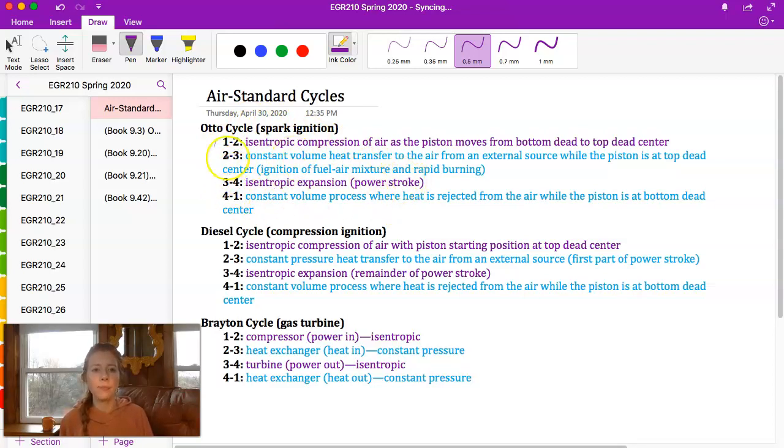For process 3 to 4, we have isentropic expansion, so that's known as the power stroke. For process 4 to 1, we have a constant volume process where heat is rejected from the air while the piston is at bottom dead center. Okay, so both process 2 to 3 and 4 to 1 in the Otto cycle are constant volume.